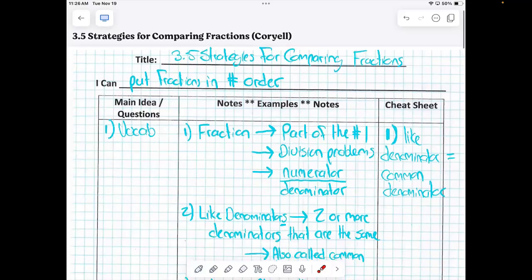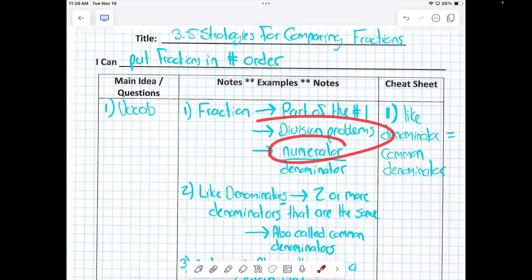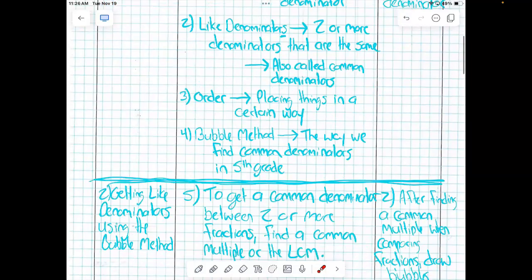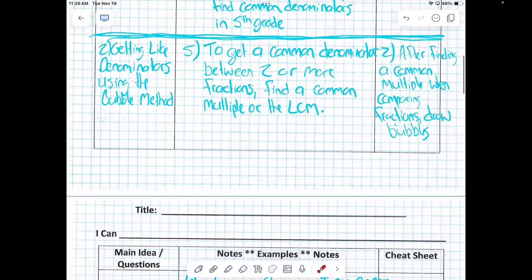A fraction is part of the number 1. A fraction is also the same as what kind of problem? The division problem. The top number of a fraction is the numerator, and the bottom is the denominator. What is another name for a like denominator? Common denominator. So both of those are two or more denominators that are the same. Okay? We'll talk about the bubble method when we get down here.